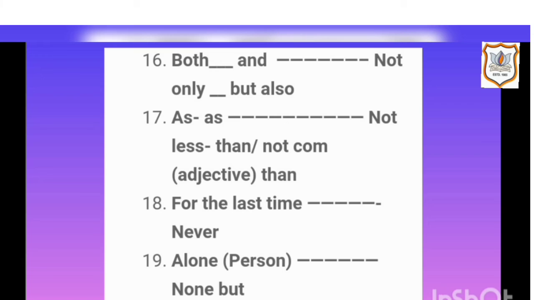Okay, see the next rule is alone. When the word alone is used for a person in an affirmative sentence, we will change it to none but. For example, mother alone loves her child. So we will change it: none but mother loves her child.